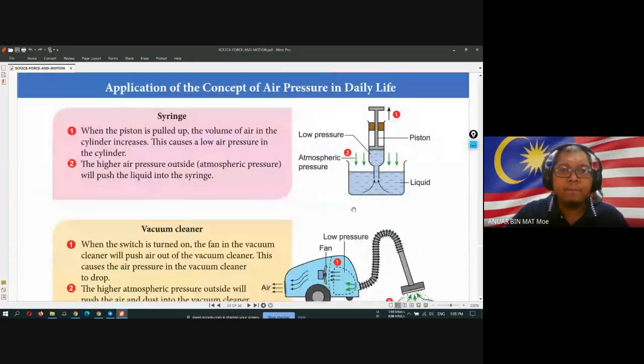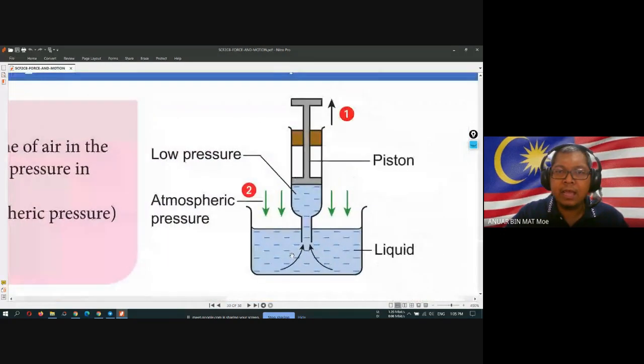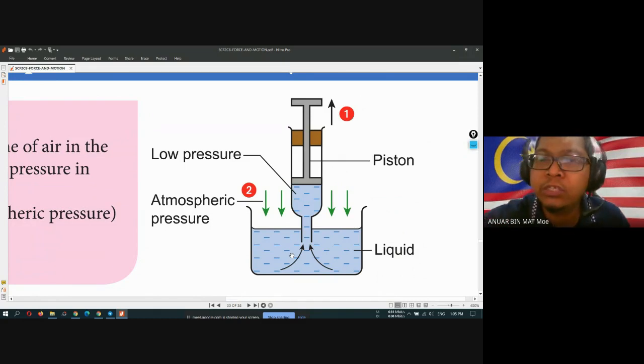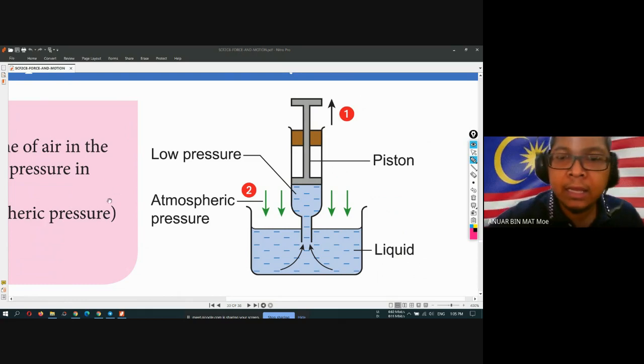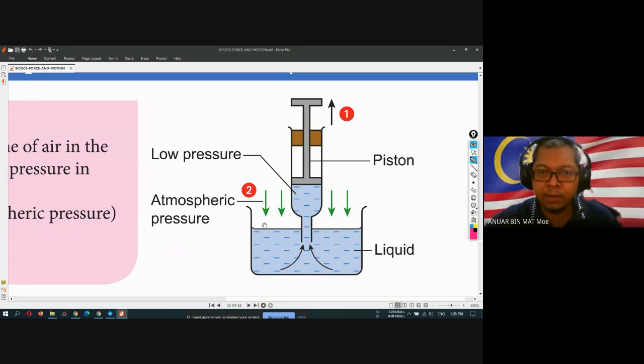And then today, the syringe. This is the action of the syringe. You must also identify which area has the highest air pressure when you push the syringe upward, which area has the lowest air pressure, and what happened to the liquid inside the beaker here, for example.